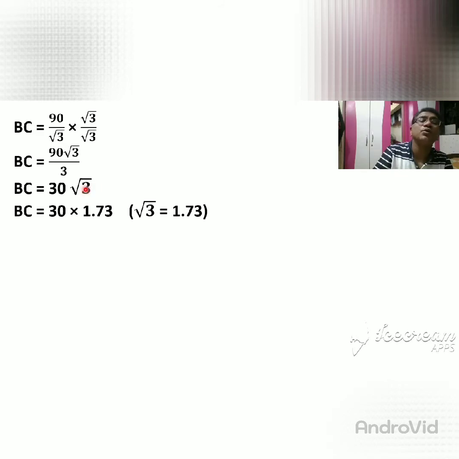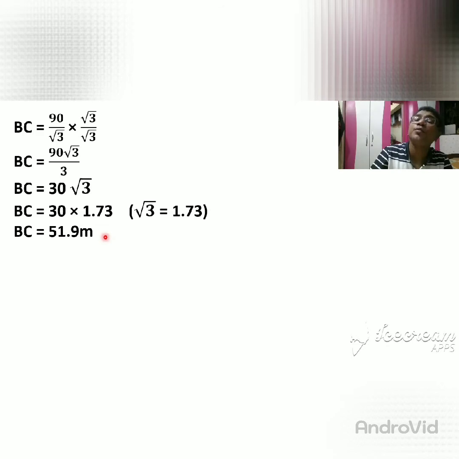So that is the value of BC you are getting. But the root 3 value is given in the textbook. Root 3 value is 1.73. So I substitute the value of root 3 as 1.73. So 30 into 1.73, we do the multiplication, and you get 51.9. So this is the distance between the ship and the lighthouse, 51.9 meter.